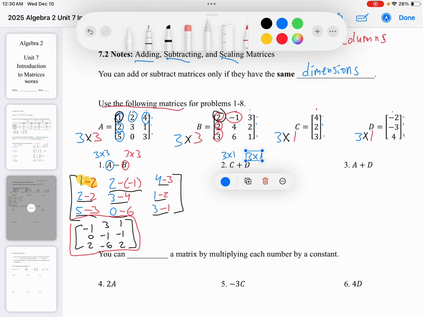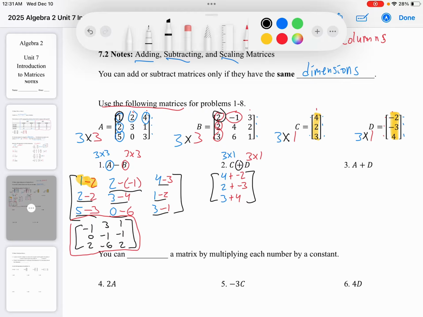Let me make this one red. C we have is 4, 2, 3, and then D is negative 2, negative 3, 4. So when we combine these matrices, this time we're adding. I would take the 4 from C and add the negative 2 from D. Then go down the line, I would take the 2 from C and add the negative 3 from D. And finally, I would take the 3 from C and add the 4 from D. So you should be able to see we're just taking the numbers from C and adding the numbers from D.